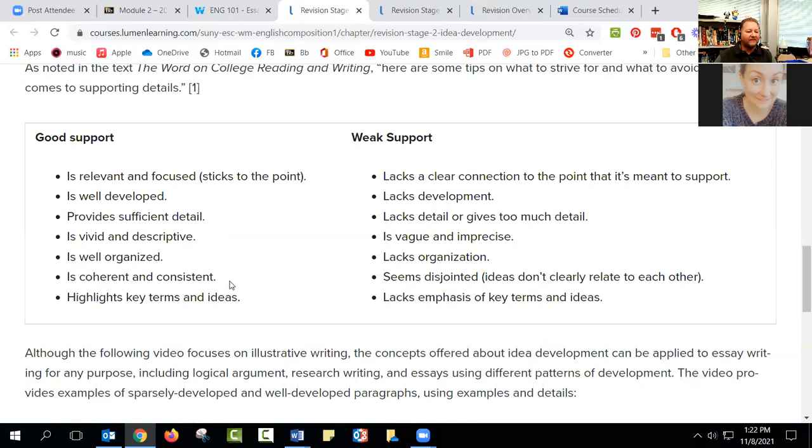Next one, is it coherent and consistent, right? Or does it seem disjointed? Meaning the ideas don't really clearly relate to one another. And this can happen if you don't do good pre-writing, if you don't already have an organizational idea in mind before you start to write the essay. Your essay can be kind of all over the map, right?